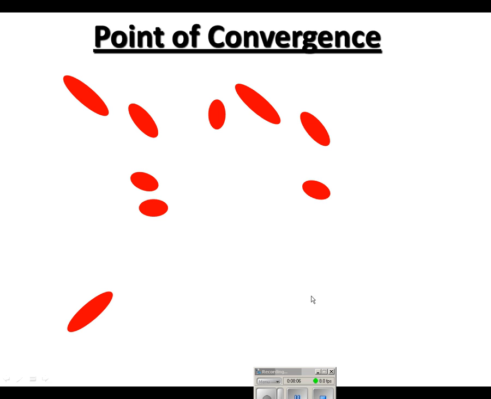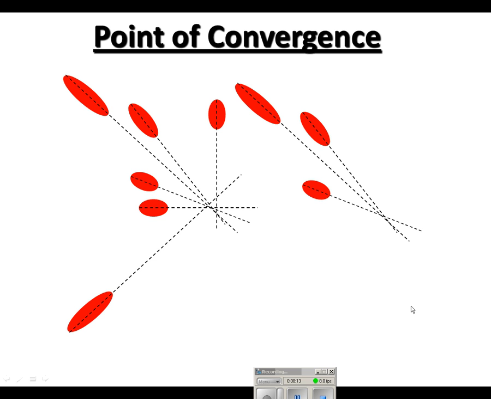So to figure out point of convergence, look at it a little closer. We have all these blood patterns, this blood spatter. We're going to just draw lines down the long axis of each blood droplet and in the direction of travel. And where they intersect is where the blood came from. So this was actually two separate instances. Here we have one where my mouse is going now, and then here's another one.